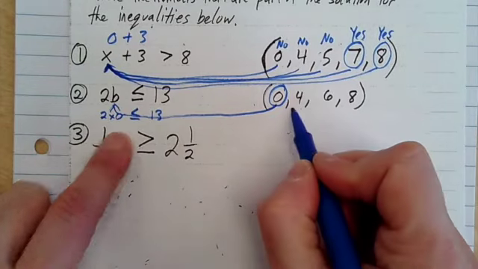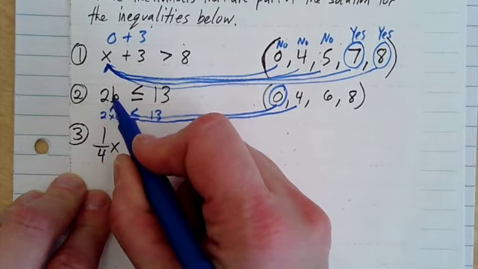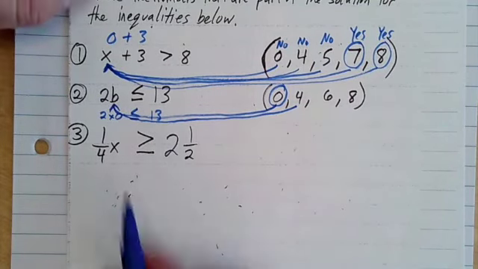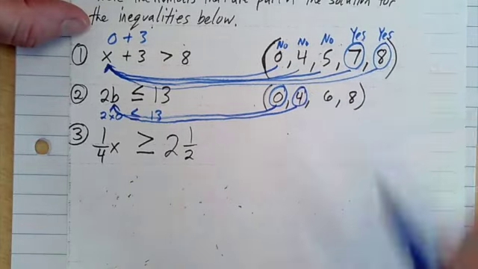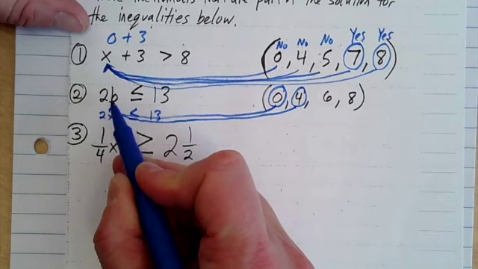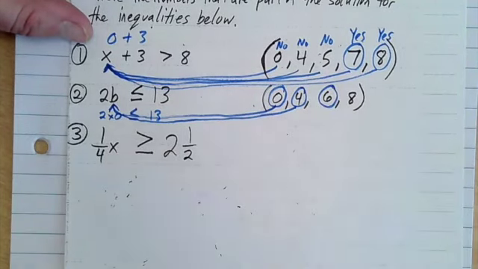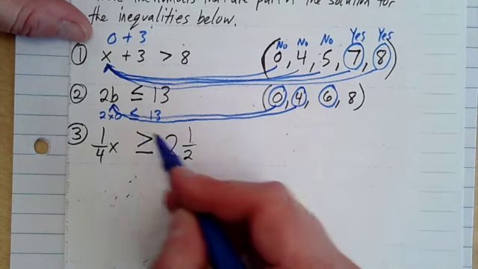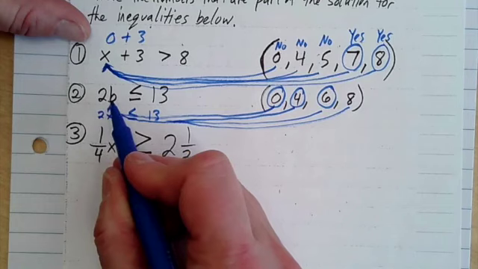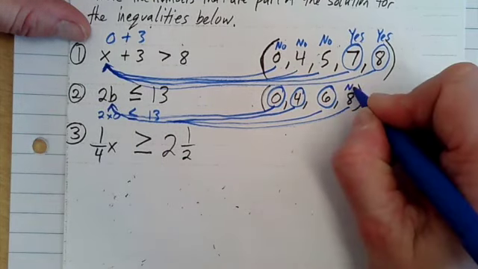If you try 4, and you plug 4 in here for b, 2 times 4, that's what it means when they're next to each other, that's 8. Is 8 going to be less than or equal to 13? Yes. So you circle it. When you put 6 in here, 2 times 6 is 12. Is 12 less than or equal to 13? Yes, so you circle it. If you put an 8 in here, 2 times 8 is 16, that is not less than, it's actually greater than. So this is no, don't circle 8.